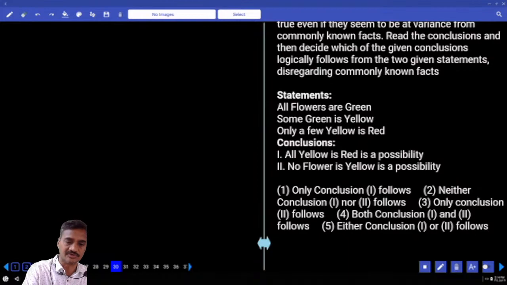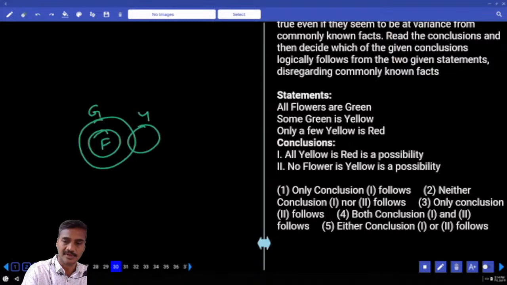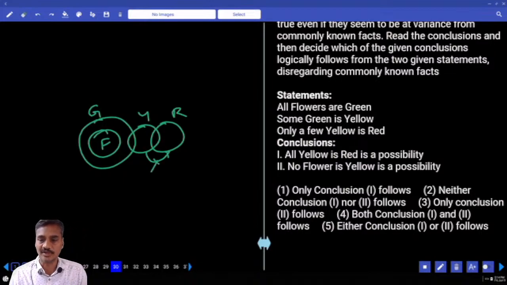All these flowers are what? All flowers are green, and some green is yellow, and only a few yellow is red. Only some yellow is red, but not all. And all yellow is red is a possibility. This entire yellow is red. Is it possible? This entire yellow cannot be a part of this red. Hence it is not possible.